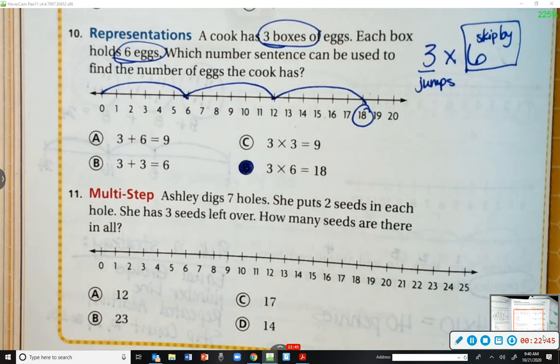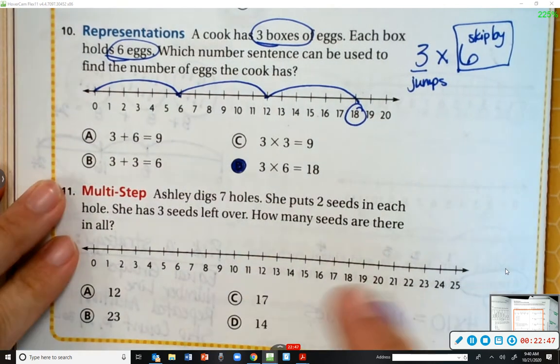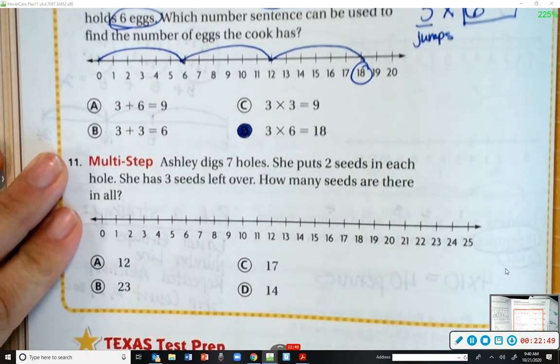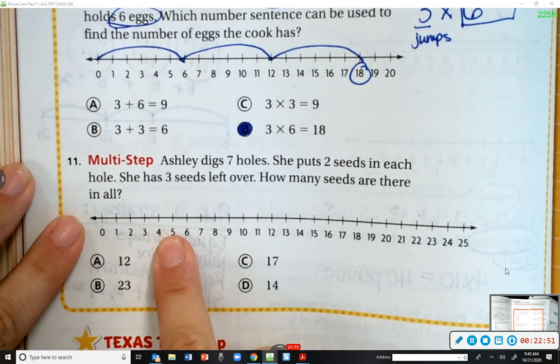Okay, so number 11. Sorry, I had to pause real quick. Somebody walked into the room, had a question for me. So here we go with number 11.